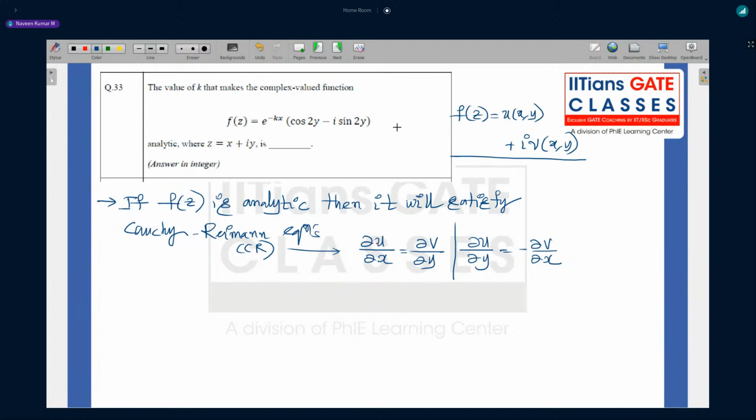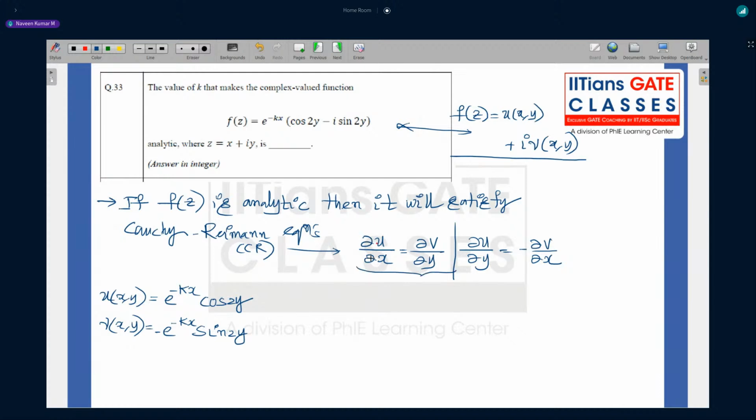So here, just compare these two. If you compare, you're getting u of x comma y as e to the power of minus kx into cos 2y. And v of x comma y is equal to e to the power of minus kx into minus sine 2y, since minus is there. So take any of it, I'll take this.